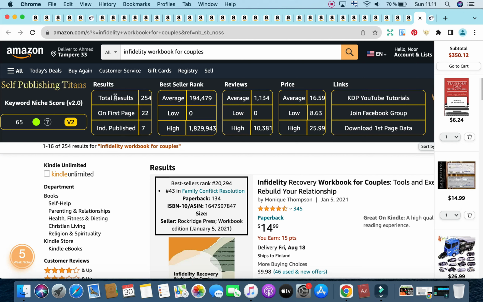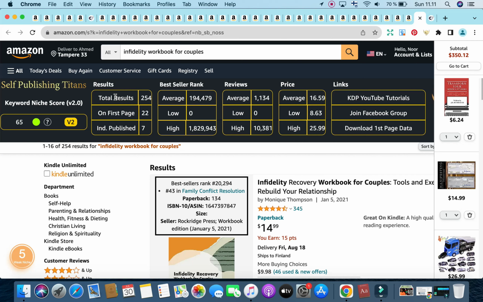Also, the total results are under 1,000, sitting at 254. The bestseller rank averages 194,479. Preferably we would like it to be around that 300,000 mark or below, which is great. Also, the average reviews are 1,134, and the average price is $16.59.